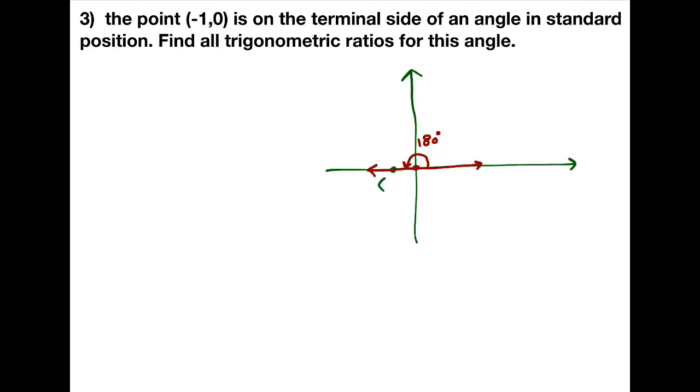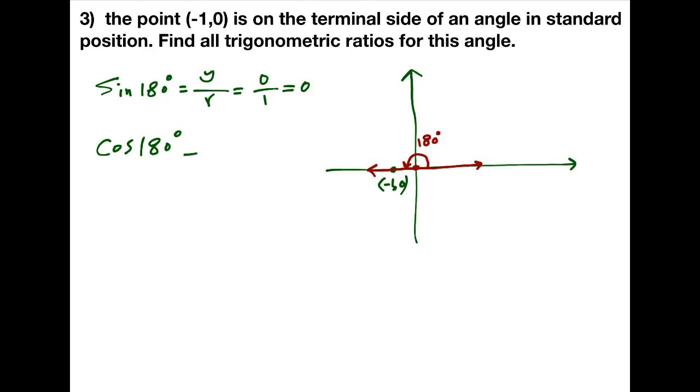Let's see. The point is -1 and 0. Sine of 180 equals y divided by r. In this case, y is 0. And r is the distance from 0, 0 to -1, 0. And that's only 1 unit, right? Horizontal shift 1 unit to the left. So that's 1. 0 over 1, which is equal to 0. So sine of 180 is 0.